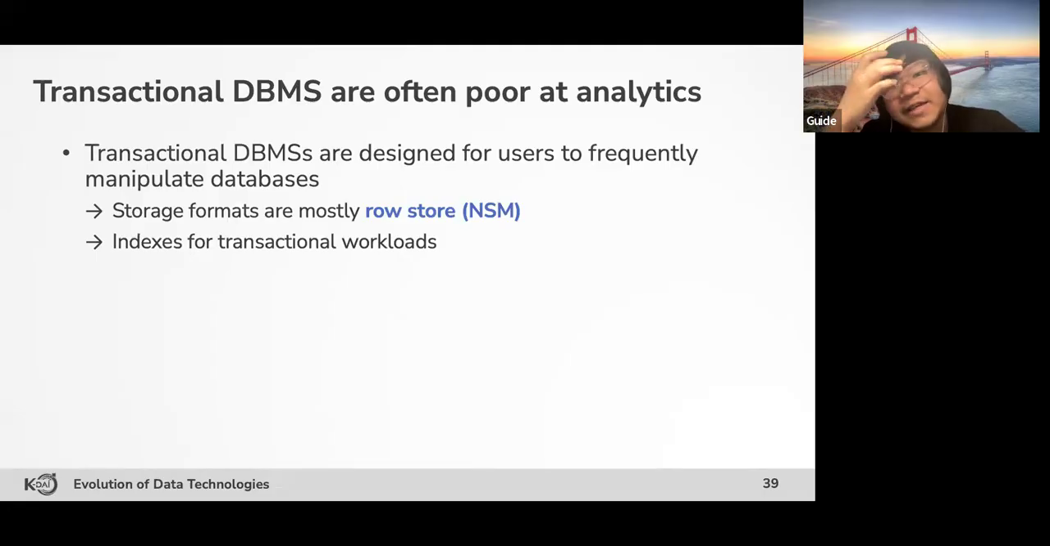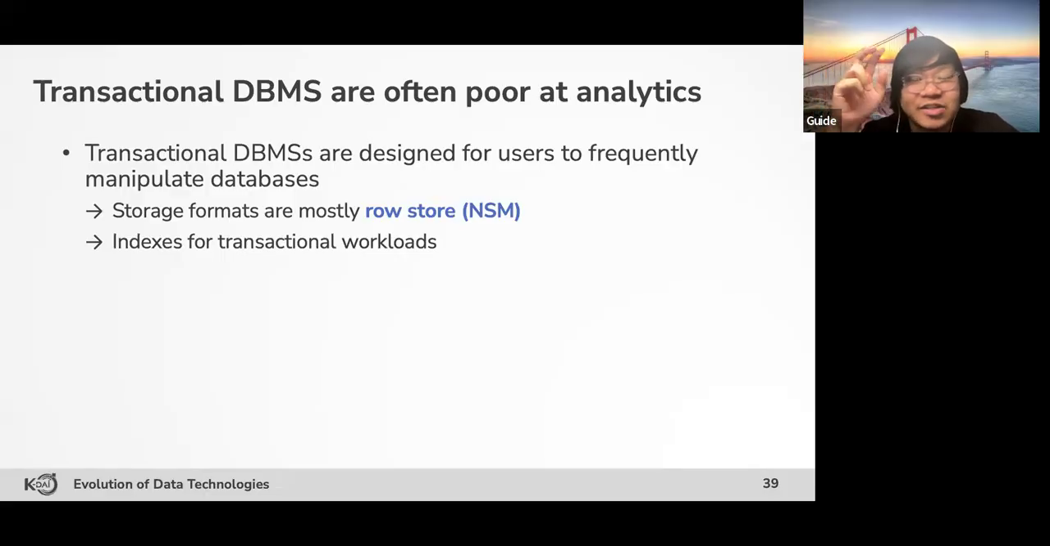So the database management systems (DBMS) that tend to be good at transactional workloads, or OLTP workloads, we call them OLTP databases. Those OLTP databases are often poor at doing analytical queries. So they are designed for users to frequently manipulate databases.